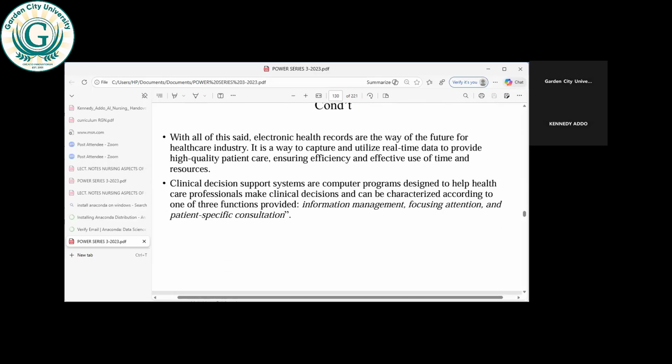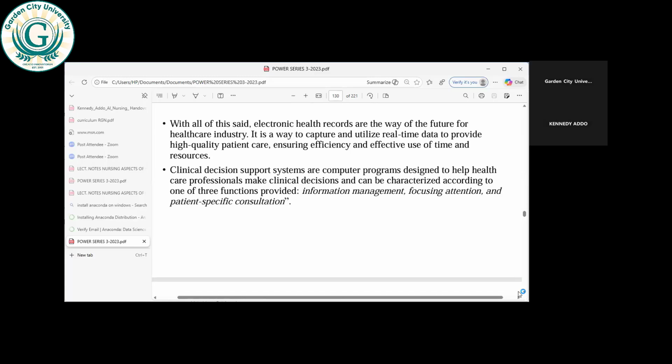Now, with all of this said, electronic health records are the way of the future for the healthcare industry. So electronic health records, regarded as a major software, has come to stay. But as you also have this for the purpose of data organization, you should also think of what? Optimizing this infrastructure to benefit our patient, and hence decision support system. It is a way to capture and utilize real-time data to provide high-quality patient care, ensuring efficient and effective delivery of care.